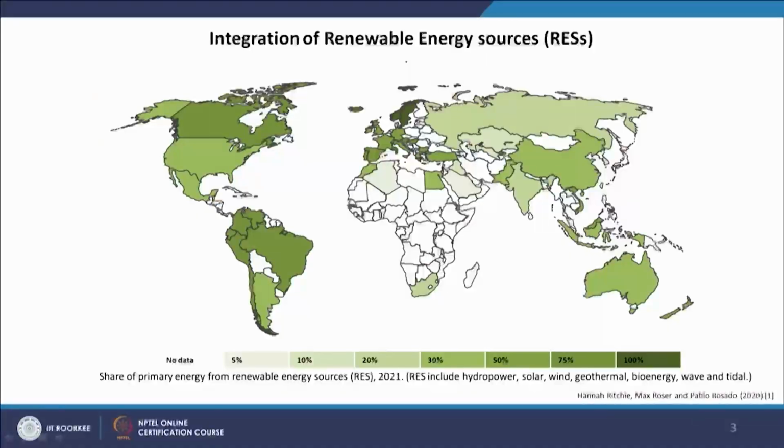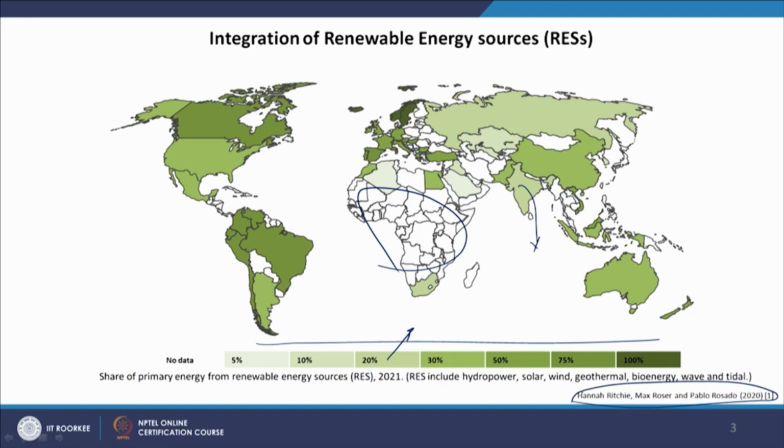Now, if you look into the renewable integration in any power system across the world, this is the world map, as you could see. The color varies from 5% to 100% of renewable, and excluding a few areas, most parts of the world have accommodated renewable energy significantly. We could see India here, where we still have approximately 20% of renewable. This is the reference, you can note it down: Hana, Max, Pablo 2020. They have given wonderful data, so please refer to that.